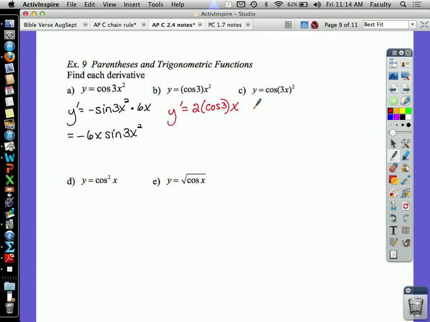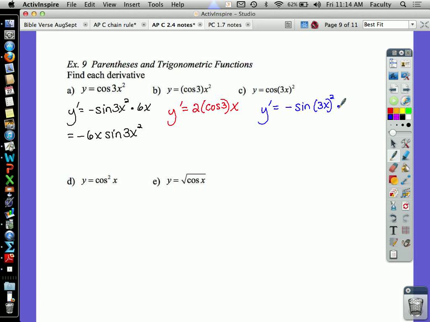All right, now in letter C, the outside function is cosine, so that's negative sine of the inside. Now, the inside is 3x being squared.